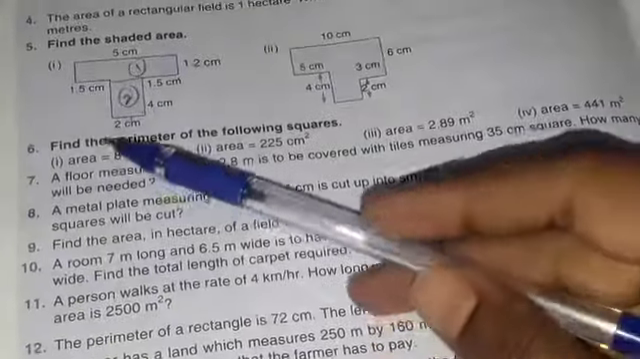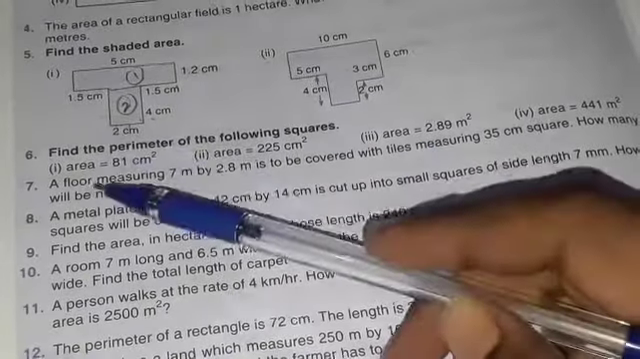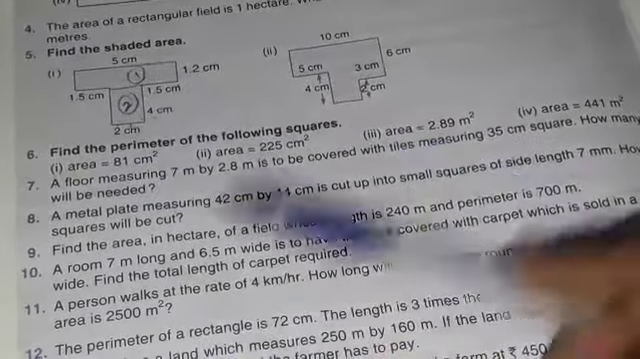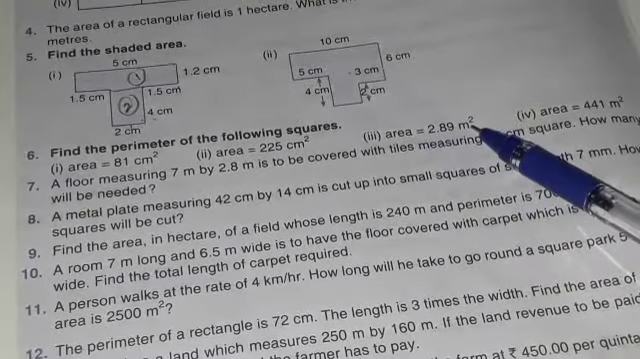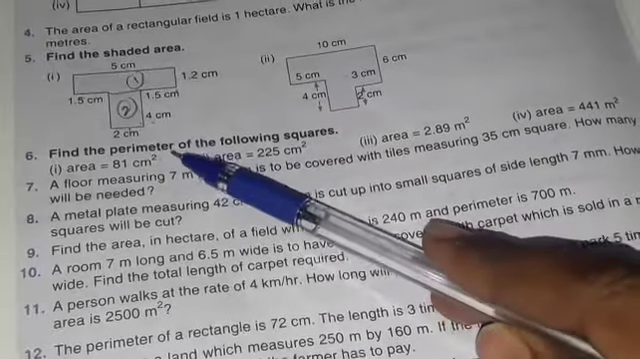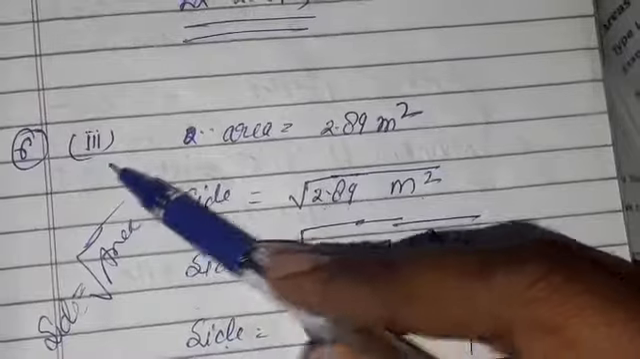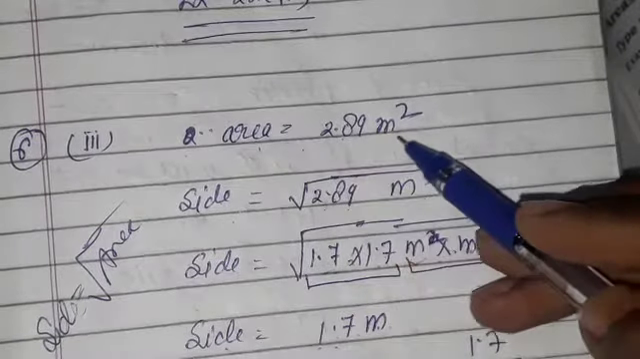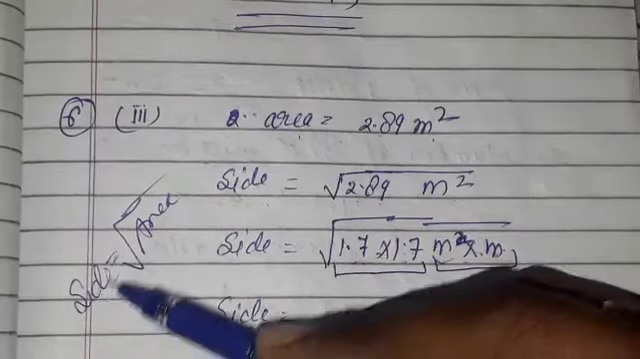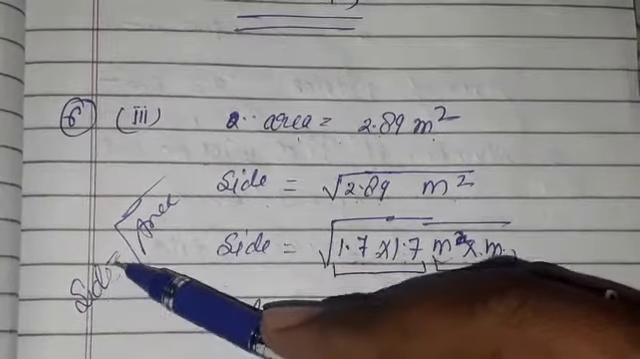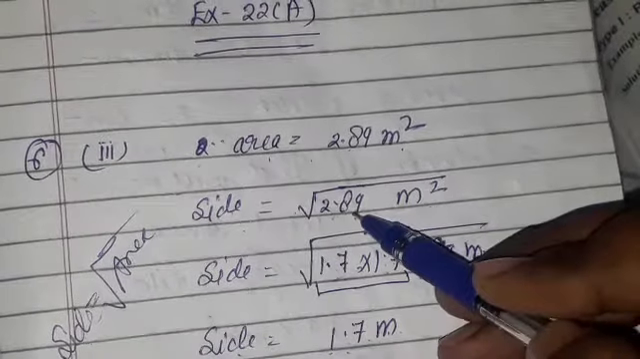And now class, I am taking question number 6. Find the perimeter of the following squares where they give you area. So I am taking this question. Third, when your area is 2.89 meter square, at that time, how do you calculate the perimeter of that square? So class, this is your question number 6, third part, area equal to 2.89 meter square. As you all know, the relationship between side and area is side equal to under root of area. So the side of the square is under root of area.